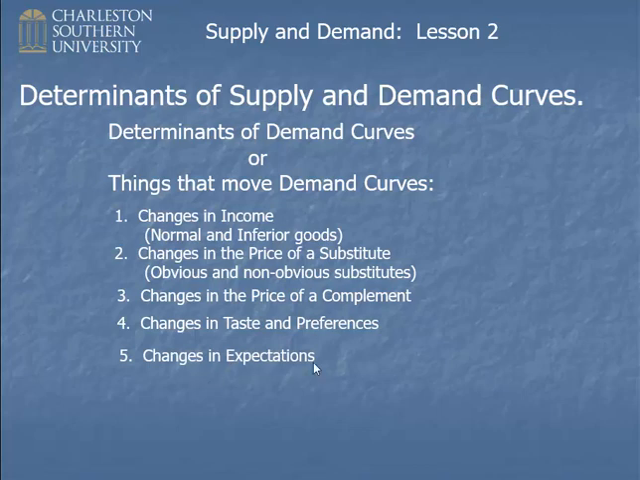So what you think is going to happen in the future, especially the immediate future, will affect your decision to buy a thing today. If you think something's going to be more expensive in the future, you might run out and buy it today. On the other hand, if you think it's going to go on sale in the future, you might wait and buy it later when it goes on sale.